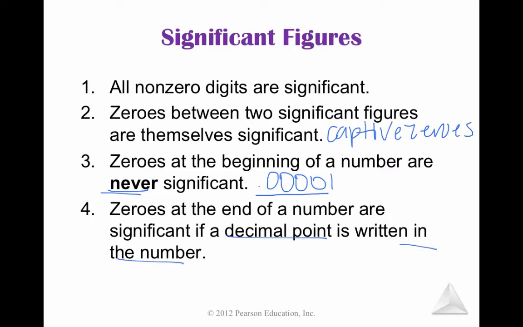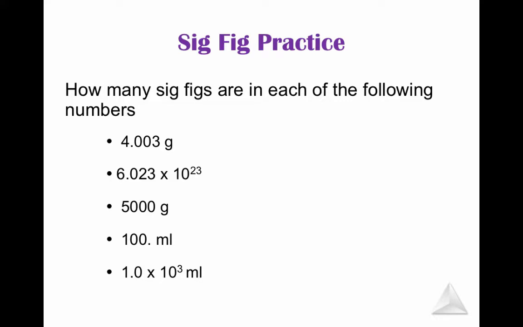Okay, so if there's a decimal point, so 1.00, these are significant. In 100, there's no decimal, so it's not significant. Okay, this is going to be extremely important. So, since significant figures are so important, we're going to do some practice.